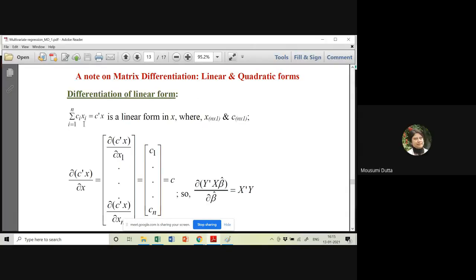So summation Ci xi is equivalent to C prime x, and C prime x is a scalar. It is C1 x1 plus C2 x2, etc. In terms of matrix algebra, C prime is of order 1 by n, x is of order n by 1. So C prime x is of order 1 by 1. So it is a scalar.